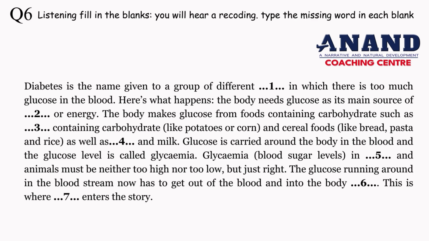Diabetes is the name given to a group of different conditions in which there is too much glucose in the blood. Here's what happens. The body needs glucose as its main source of fuel or energy. The body makes glucose from foods containing carbohydrates such as vegetables containing carbohydrate, like potatoes or corn, and cereal foods, like bread, pasta, and rice, as well as fruit and milk. Glucose is carried around the body in the blood and the glucose level is called glycemia. Glycemia, blood sugar levels, in humans and animals, must be neither too high nor too low, but just right. The glucose running around in the bloodstream now has to get out of the blood and into the body tissues. This is where insulin enters the story.